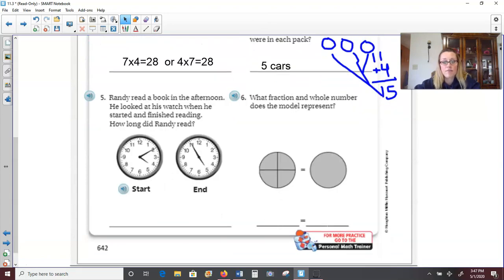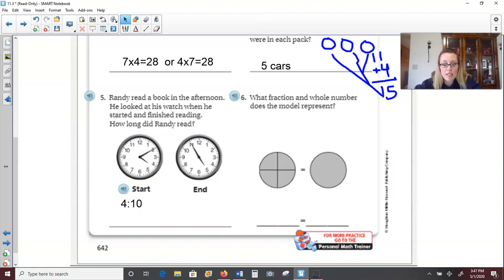Number 5, Randy read a book in the afternoon. He looked at his watch when he started and finished reading. How long did he read? Well, first we need to figure out what time he started reading. I see the hour hand is the short one, pointing in between the 4 and the 5. So we are in the 4 o'clock hour. And the long minute hand is right on the 2, so 5, 10. So that would be 10 minutes after 4.